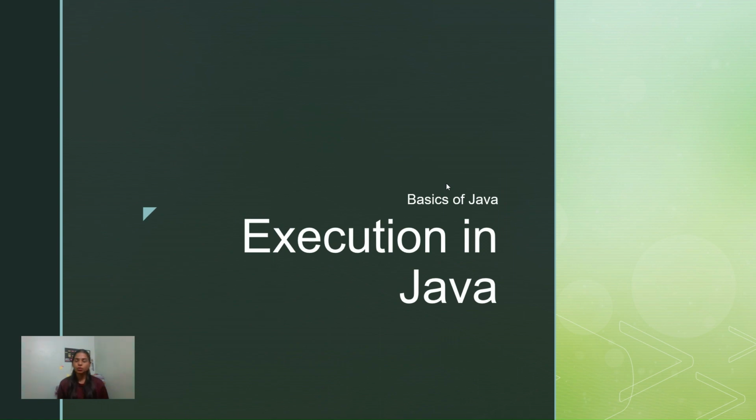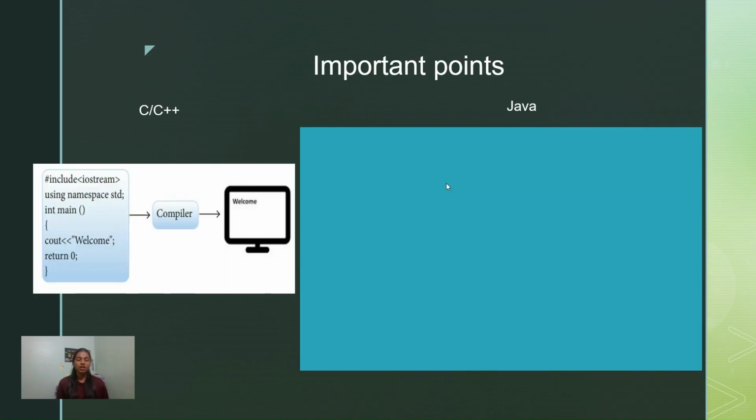But what exactly happens? We are not able to understand each other's language because we belong to different countries. In that situation, we need a translator who will convey each other's message to both of us.